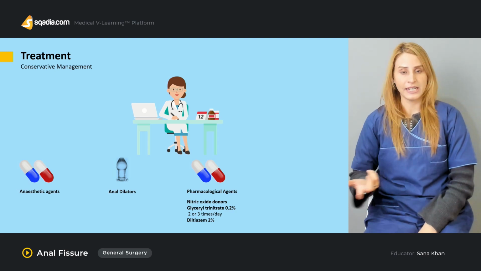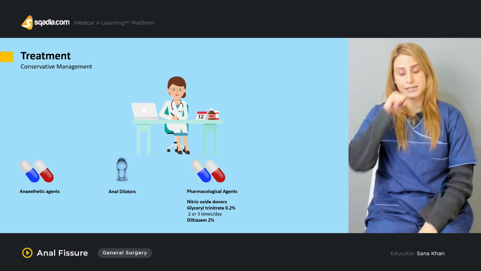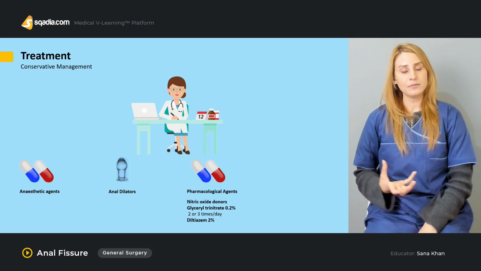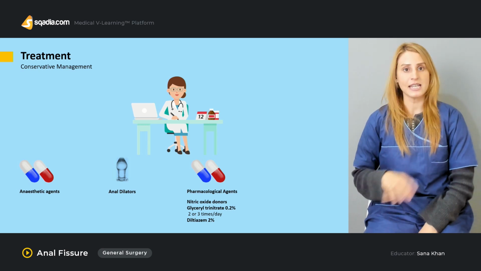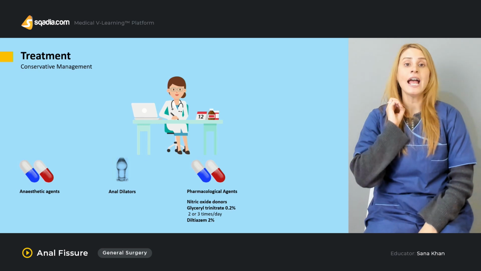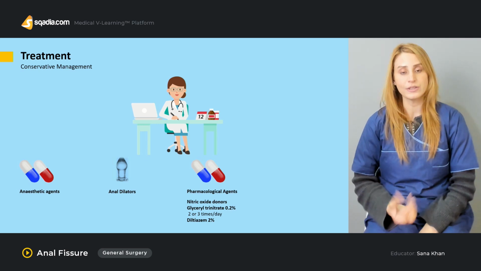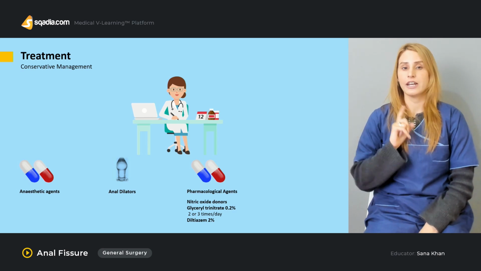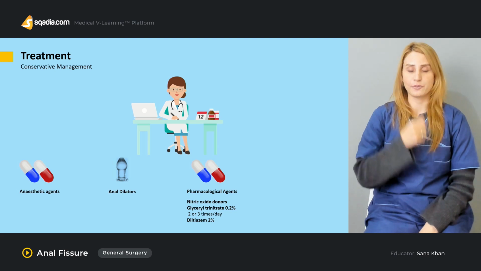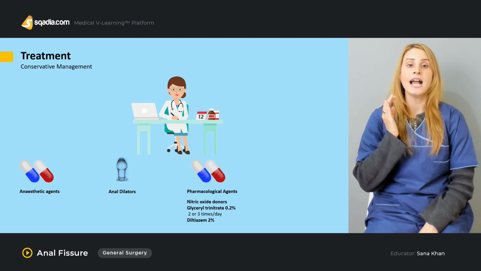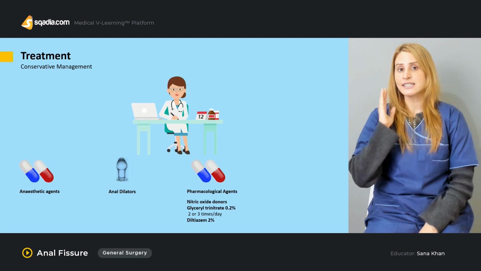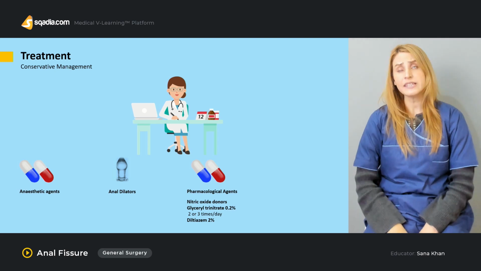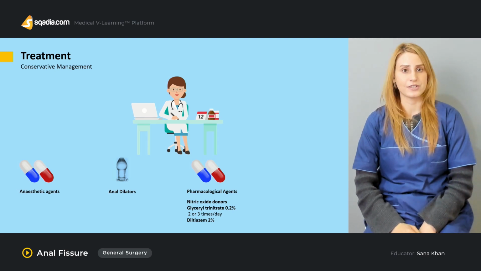Diltiazem, again, is a calcium channel blocker, a non-dihydropyridine one, but its mechanism remains the same. It dilates the vessels, relieves the sphincter spasm, and decreases the tone. But the frequency of headache is very much less with diltiazem as compared to 0.2% GTN paste. So if the patient is using glyceryl trinitrate, it's 2 to 3 times per day, and diltiazem is applied twice daily. Then there is some other formulation as well, which is the tronulin gel.